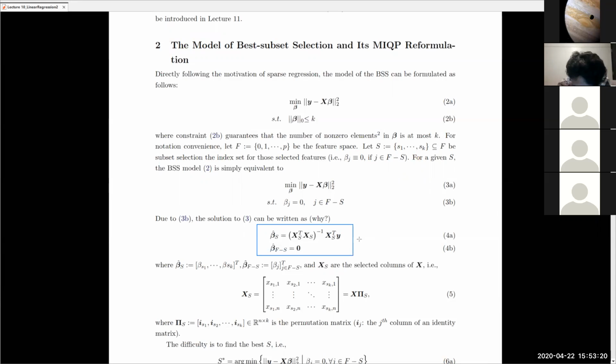Because if you want to write it this way, this means S is known. That I know that I'm going to choose columns S1 to Sk. And hence, I know that my XS is going to be in this way. The columns are S1, S2, and Sk. And here, using the matrix form, I can write it as X times pi S, where pi S is a permutation matrix.